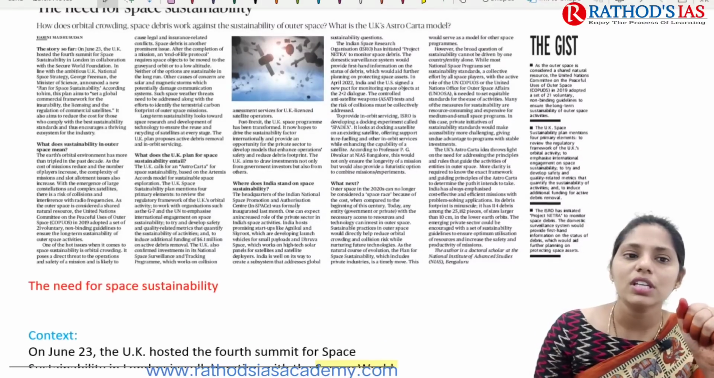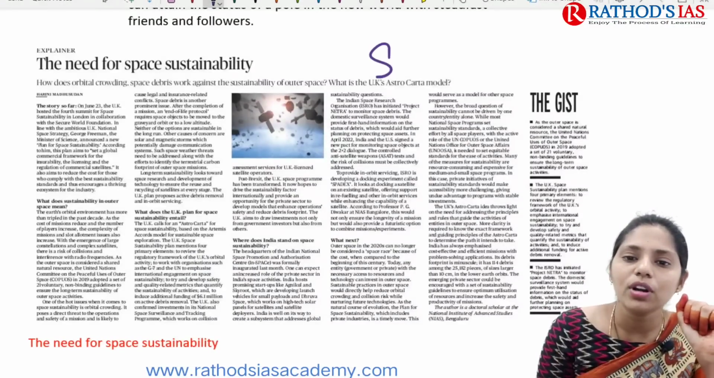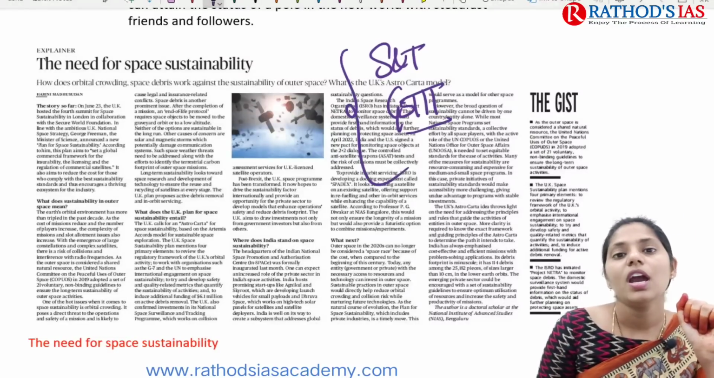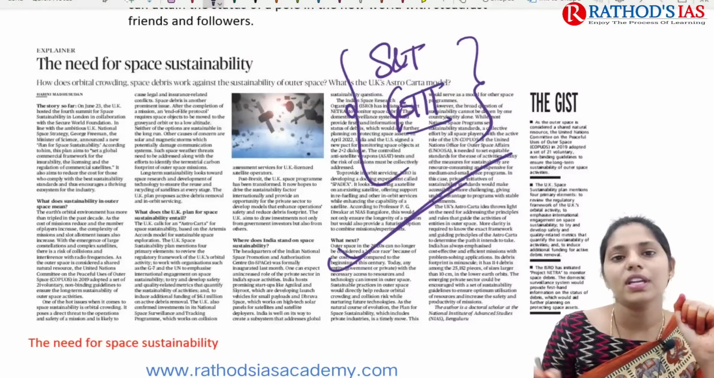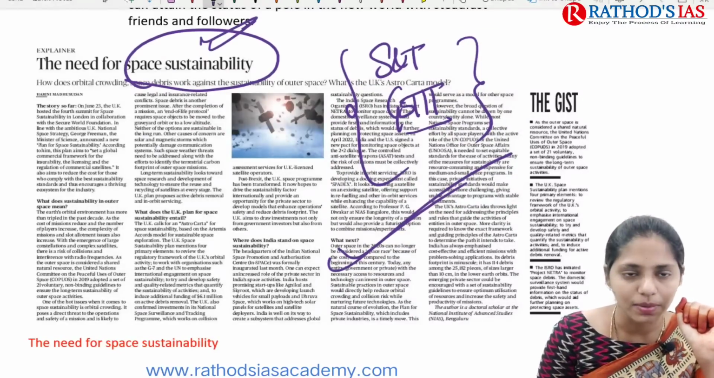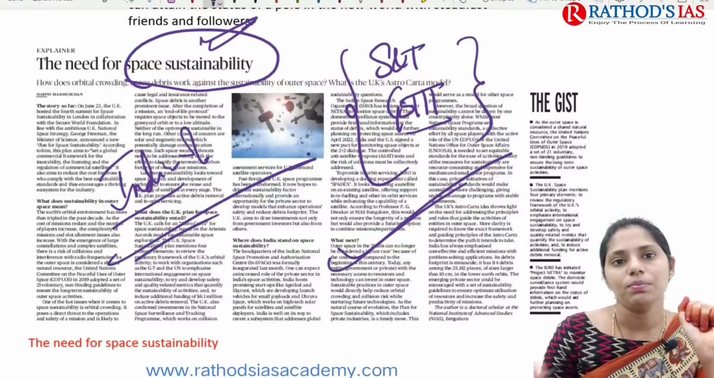Now let us see the next topic, which is regarding space sustainability. This topic is important from your science and technology, which comes under your GS paper 3. Let us see this topic in great detail, and you have to know what is the need for space sustainability and what is India's stand. This part will be very important.